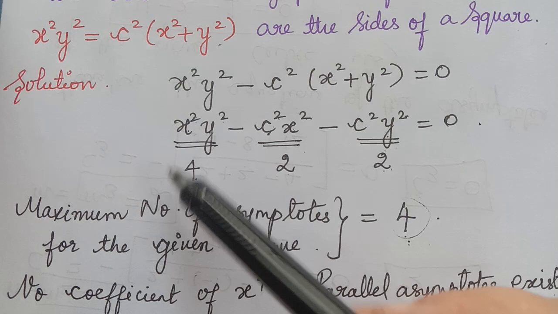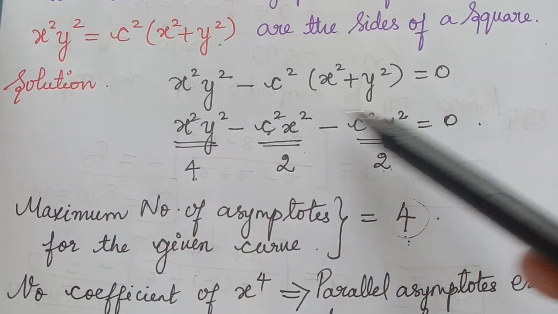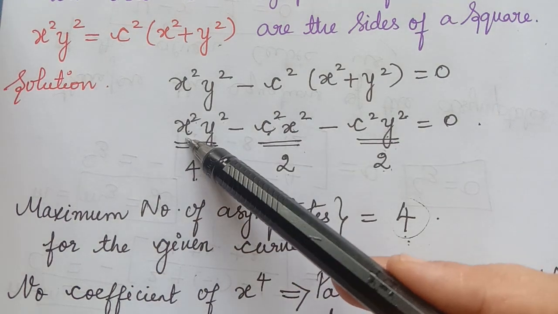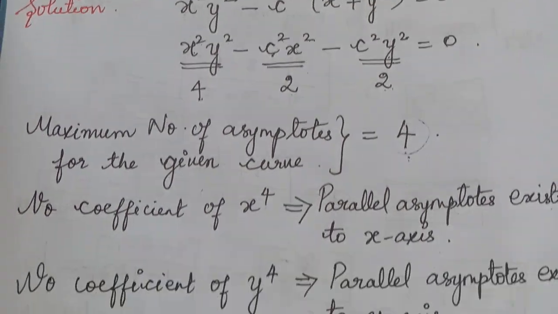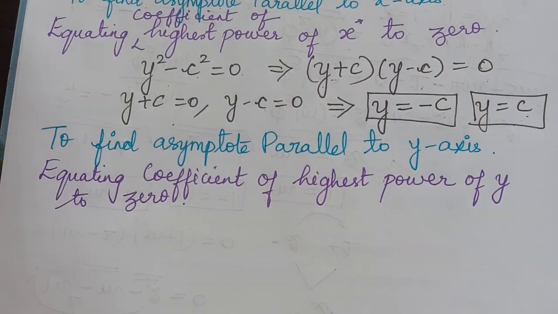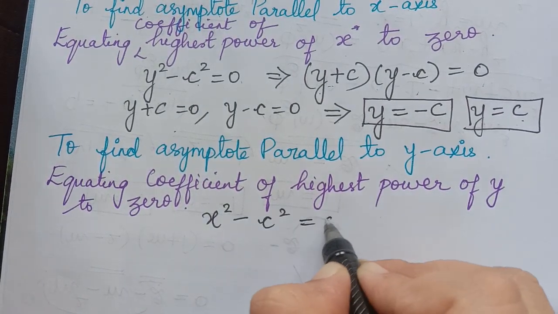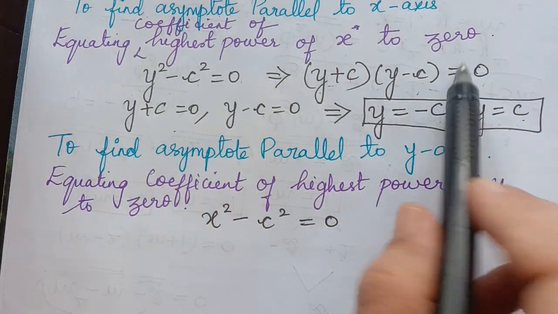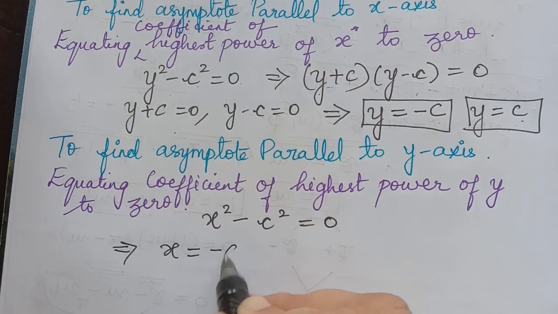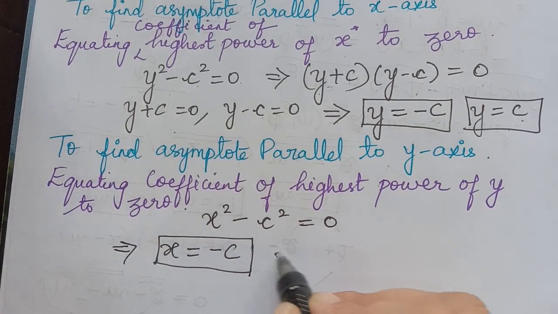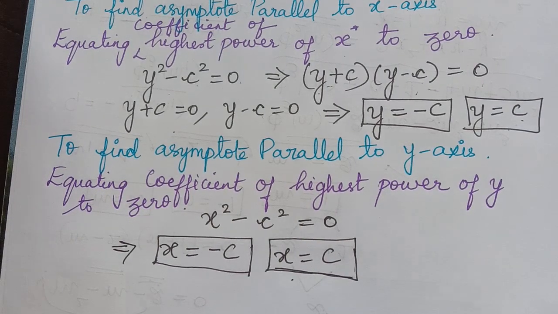And what are the coefficients? Here you have x square, here you have minus c square, and so when we take it common, we get x squared minus c squared as the coefficient of y square. Now we have to equate the coefficient to 0. Therefore we get x square minus c square equal to 0. Now again, using the same method, from this we obtain x equal to minus c and x equal to c as the asymptotes parallel to y-axis.